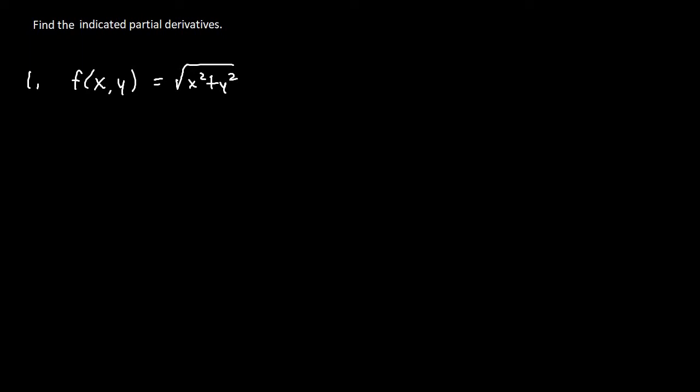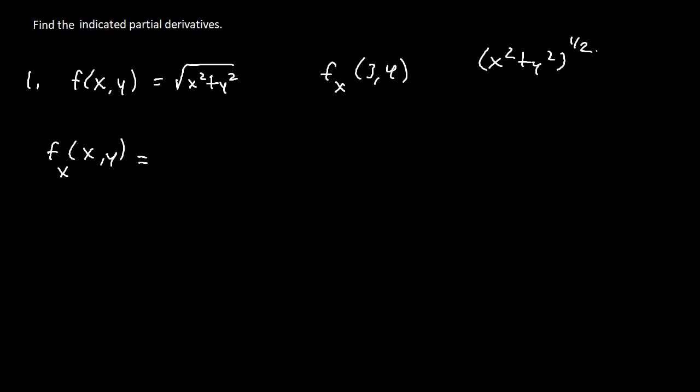So for number 1, we have f of xy equals the square root of x squared plus y squared, and we're trying to find the partial derivative of f with respect to x at the point 3, 4. So in this case, the partial derivative of f with respect to x is going to be equal to, well, I'm going to go ahead and change the square root of x squared plus y squared to look more like this. So x squared plus y squared to the 1/2 power, because now I can use the power rule.